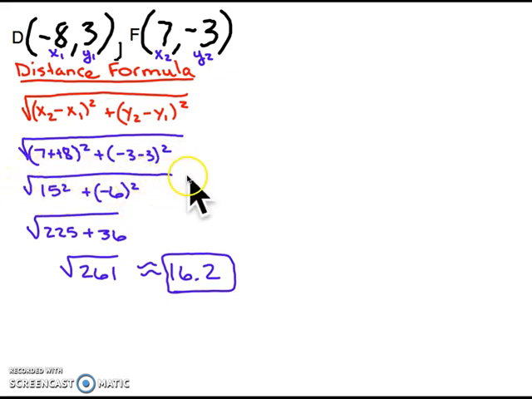We still keep it under the square root, but we figure this first part out to be 15 squared plus negative 6 squared. Still under the square root, that gives us 225 plus 36, which gives us a square root of 261. When you take the square root of 261, it gives us that our distance is approximately 16.2. So this is how you use the distance formula. These values would be given to you, and then you have to plug them into this equation to figure out what your approximate distance would be. And in this case, it was 16.2.